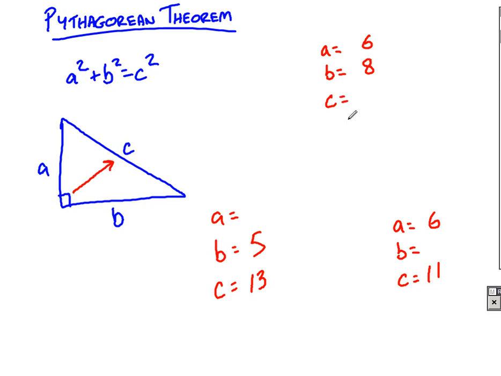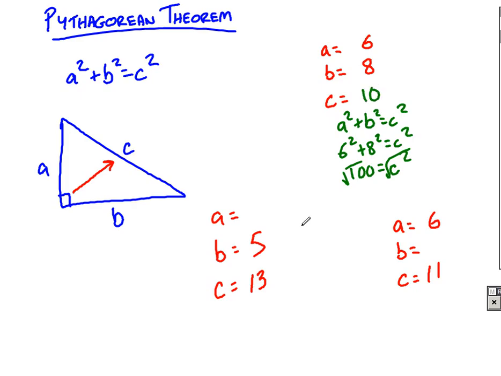If I have a is 6, b is 8, well, literally, all I'm doing is a squared plus b squared equals c squared, plug in what I know. 6 squared plus 8 squared equals c squared. That means when I add those up, I'll get 100 equals c squared. Take the square root of both sides, give me c equals 10.